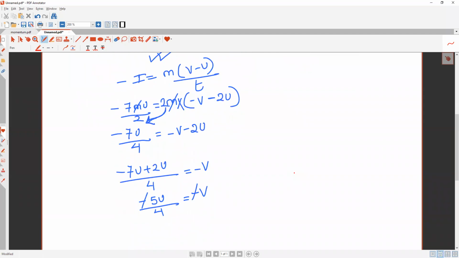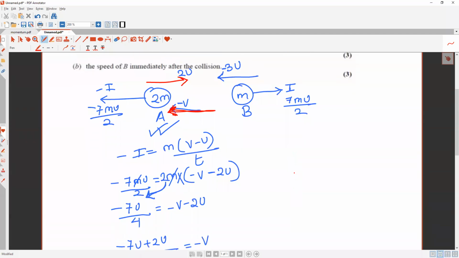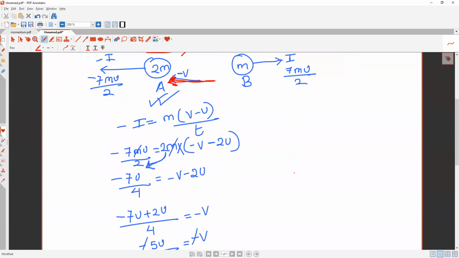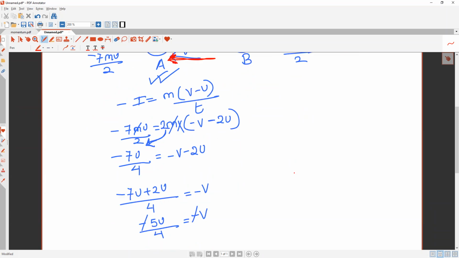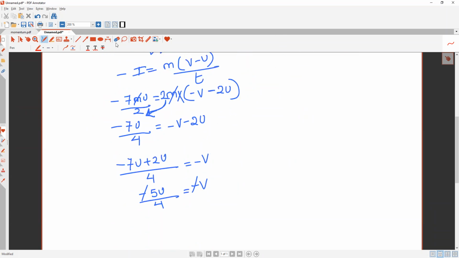Yes, what is it? When the minus 2u goes on the other side, there should be some LCM, right? There should be an LCM. Oh yeah, you're right. So what she's saying is that when it goes on the other side, there should be an LCM.